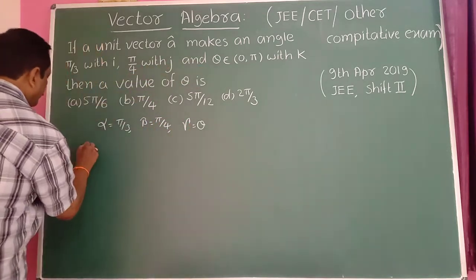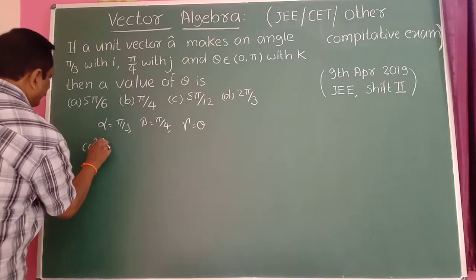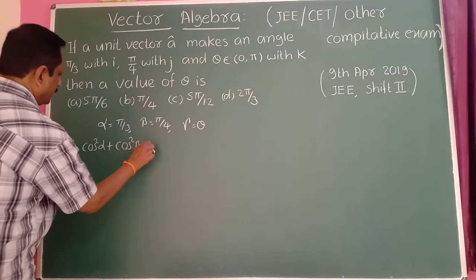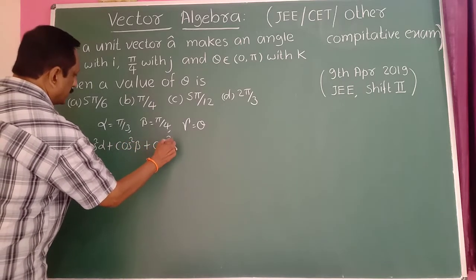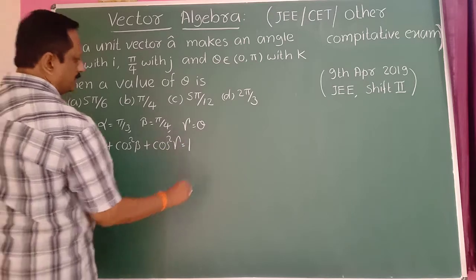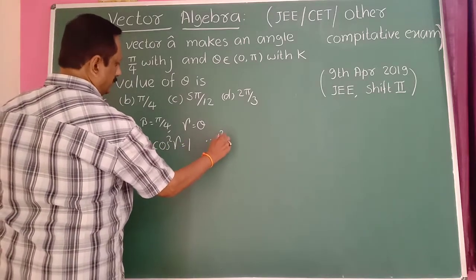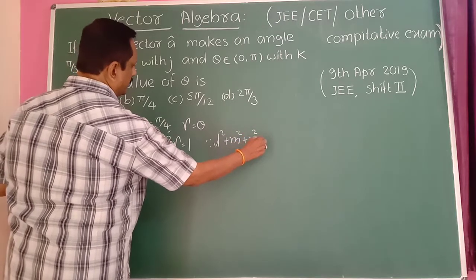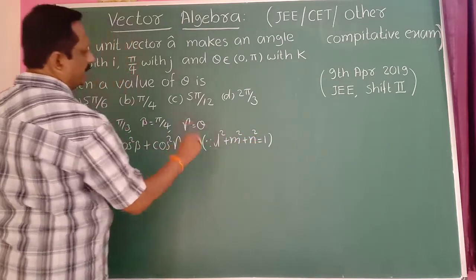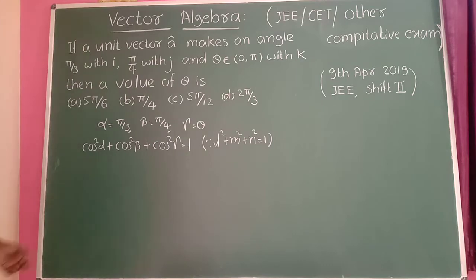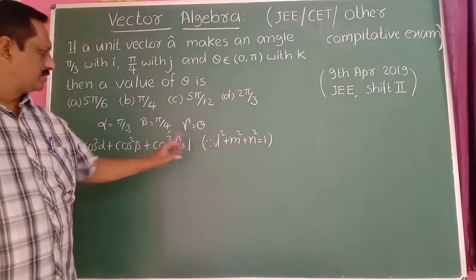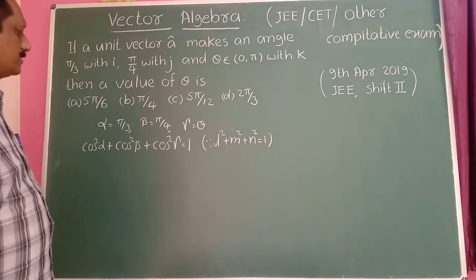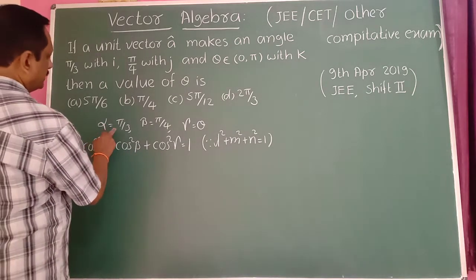Okay. You know the formula cos square alpha plus cos square beta plus cos square gamma is equal to 1 here, because you know this result here, L square plus M square plus N square is equal to 1, where L, M and N are the direction cosines here. Hence cos square alpha, L square means cos square alpha, M square means cos square beta, N square is cos square gamma here.